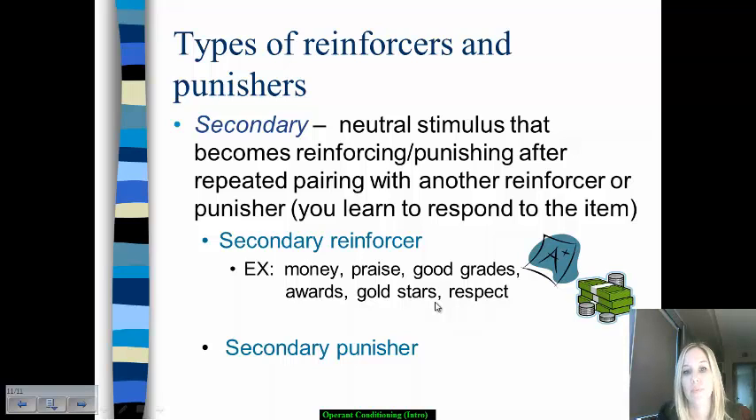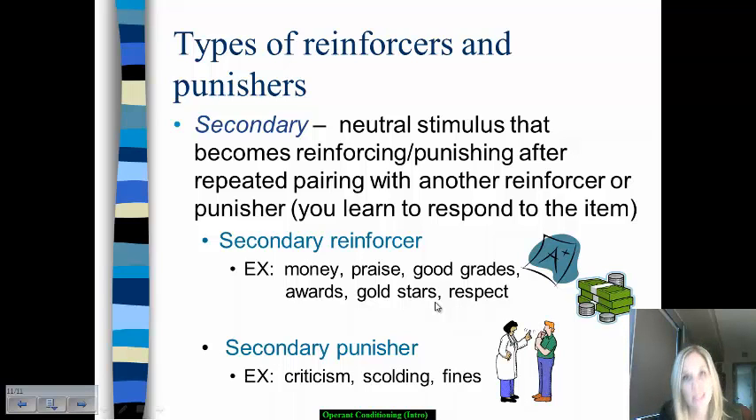Secondary punishers, on the other hand, are criticism or scolding or fines. You learned to respond to these things. If you were fined, if someone gave you a piece of paper because you got a parking ticket, that piece of paper doesn't get a natural response from you until you pair it with the fact that you're losing some money that goes along with it. Okay, and so once that happens, that fine, that piece of paper becomes a secondary punisher because you've learned to respond to that little sheet right there. Same thing for scolding and criticism, okay? You learn to respond to those because of the feelings that they evoke from you in the aftermath.